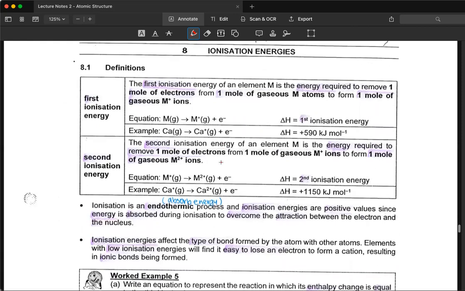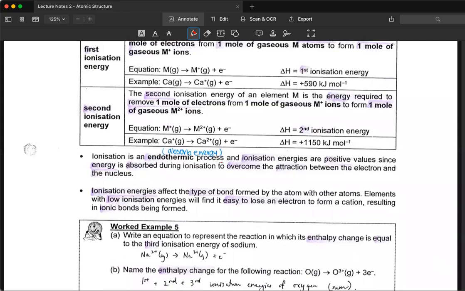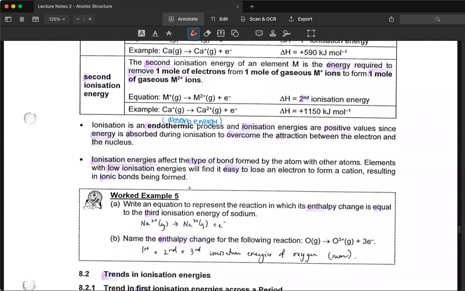All right. As for the second IE, it is the energy to remove 1 mole of electrons from 1 mole of gaseous M+ ions to form 1 mole of gaseous M2+ ions. Ionization is an endothermic process, which means energy absorbing. And IE are positive values since energy needs to be absorbed to overcome the attraction between the electrons and the nucleus. And IE affects the type of bonds formed by the atom with other atoms. So if we have elements with low IE, it will be easy to lose an electron to form a cation, resulting in ionic bonds being formed.